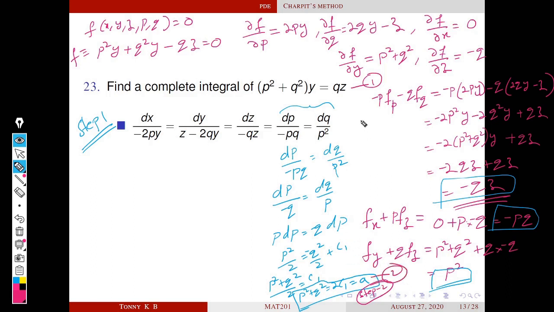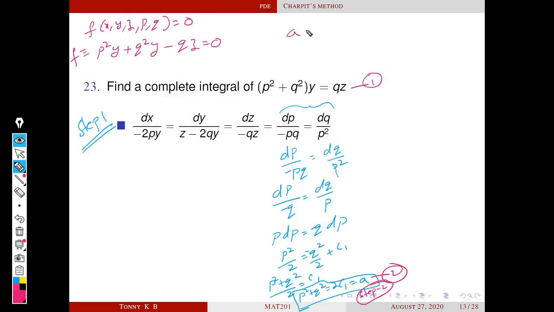In step 3, we have to find p and q by solving 1 and 2. From 2, p square plus q square is equal to a. Substituting this p square plus q square equal to a in 1, we get a y. This implies q equal to ay by z. Substituting this q in 2, so p square plus q is ay by z.